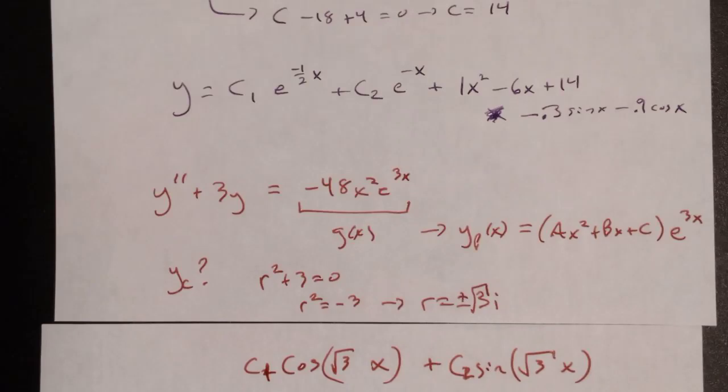If I had a real number here, something plus or minus square root of 3, then it would be e to that cosine and e to that sine. But since there's a 0 here, what's e to the 0? So I'm multiplying this cosine and this sine by 1. Makes my life easier.